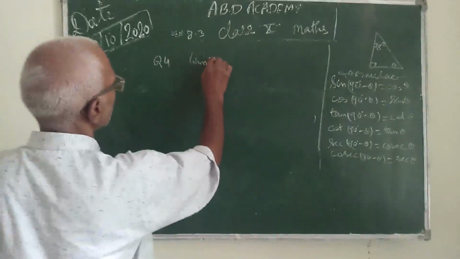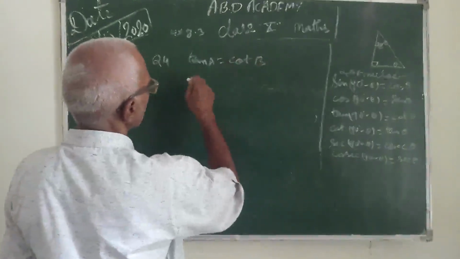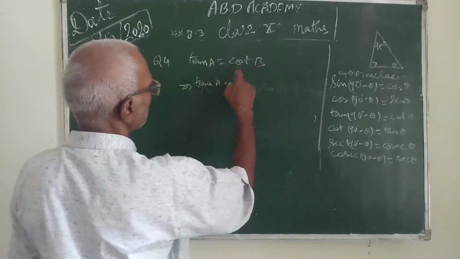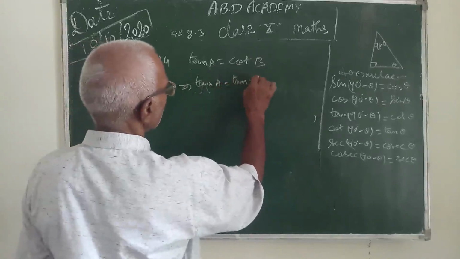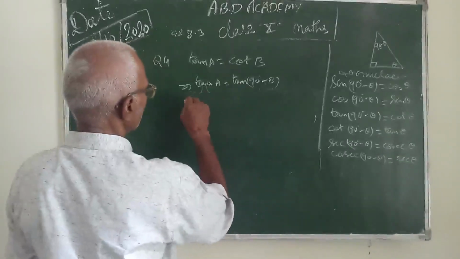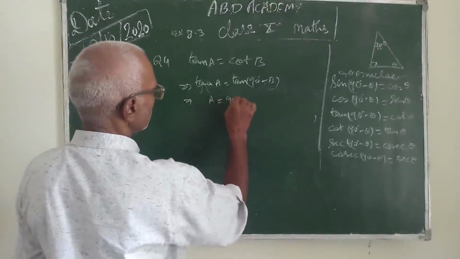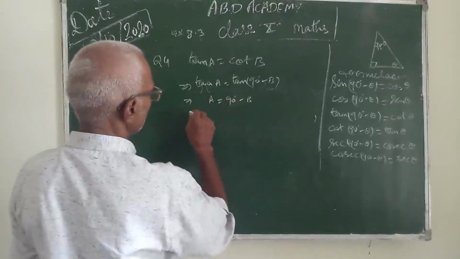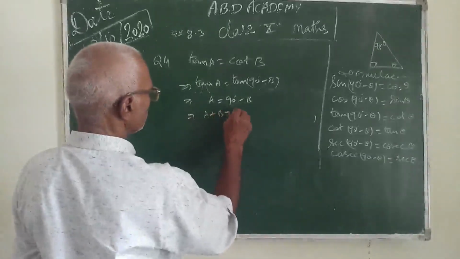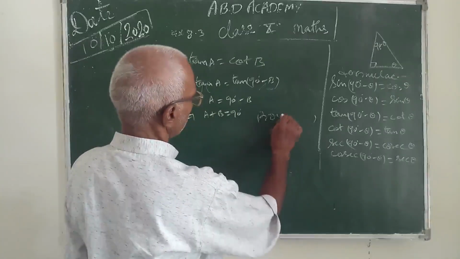Tan A is equal to cot B. This implies, leave tan A as it is. Cot B can be written as tan of 90 degree minus B. On both sides you have tan, so remove it. This implies A is equal to 90 degree minus B. Bring B to this side. Therefore, A plus B is equal to 90. It is to be proved. Hence proved.